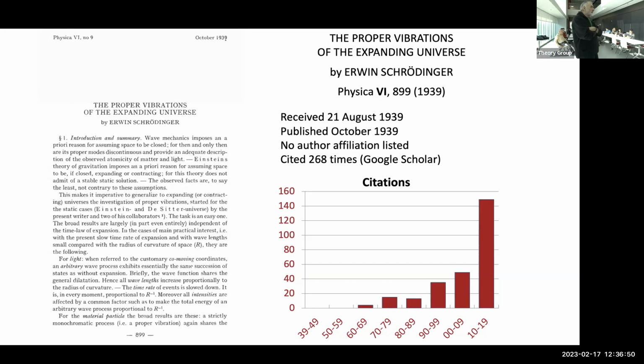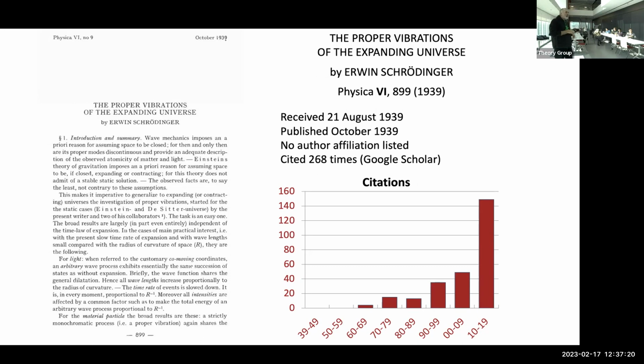So it's sort of an interesting paper. It was published by Schrodinger in 1939 when he was a refugee, stateless, sort of being hunted by the Nazis. So there's no author affiliation there because he didn't have an affiliation. He thought with Germany and France about to go to war, the safest place to be was Belgium. Oh, Jesus. So he took a position in Belgium. Then when the war broke out, he said, maybe it's not so safe in Belgium. And it was published soon after being received.